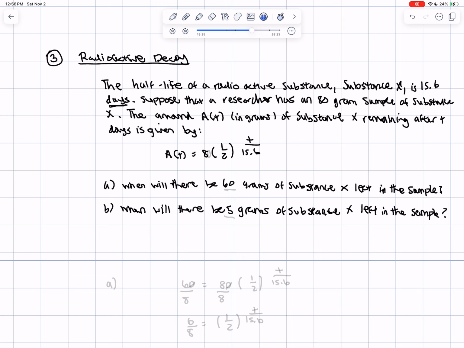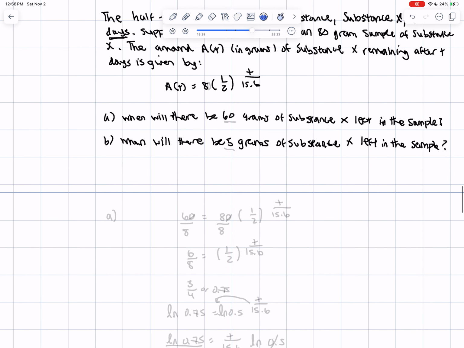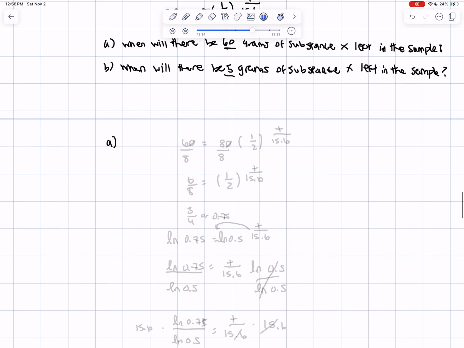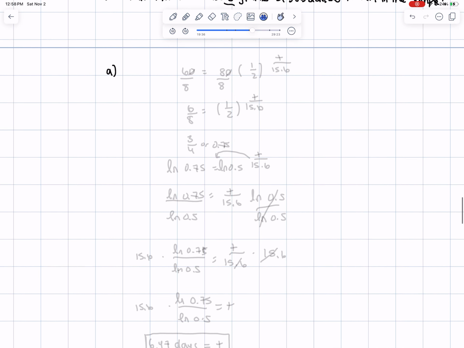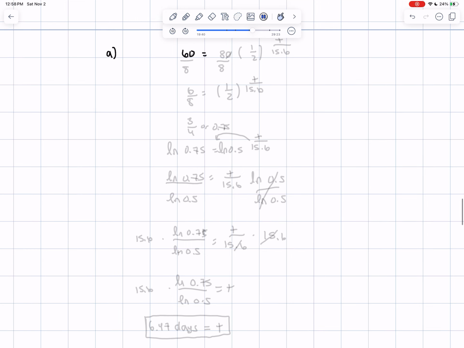So we're looking for time. And in both of these examples, they give us A. So let's write down our equation. So A is 60 equals 80. This should be 80, isn't it? Yeah, this should be 80. 80 times 1/2 to the T over 15.6. So we're trying to find T.